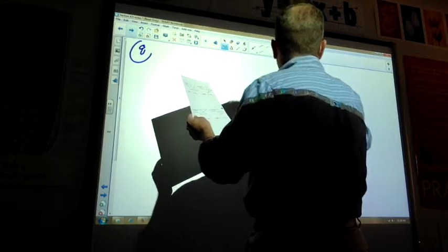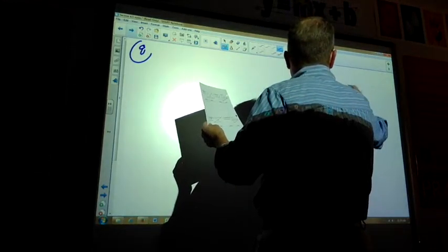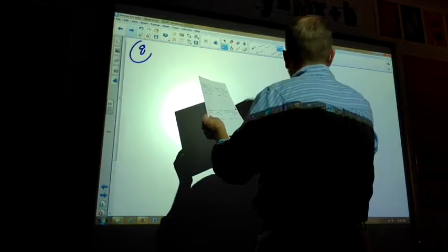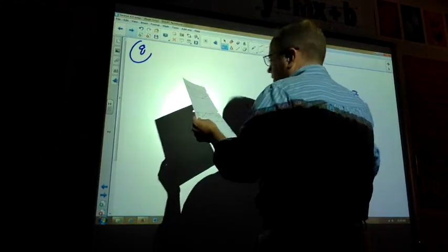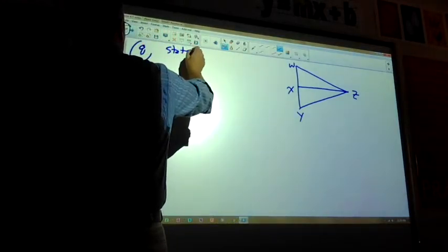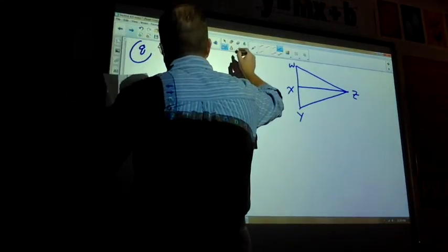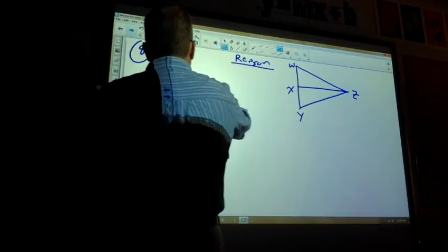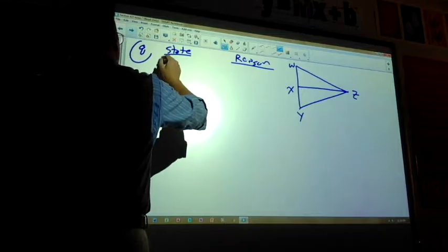Number 8. What's something that you see right away up here? Reflexive. Yeah, you've got a reflexive property. Is it going to solve it? I don't know. Okay, so it looks like we have 2 givens.